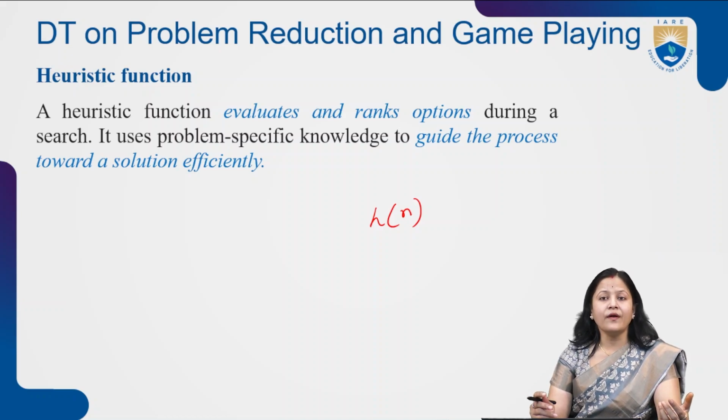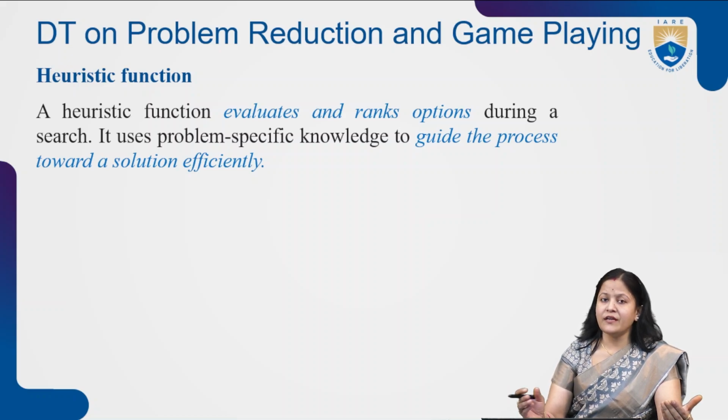So it can evaluate and rank options during a search. And this heuristic value may not give the exact solution, but at least it will give an approximate solution. It uses specific knowledge to guide the search process towards a solution efficiently. So using this heuristic function, we can do the search process efficiently, because though it does not give a perfect solution, it can give an approximate solution from the current node to the goal node.